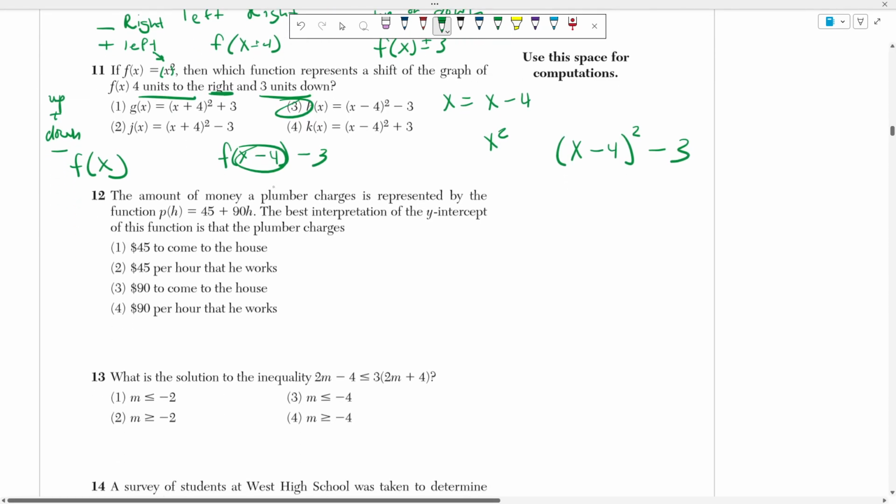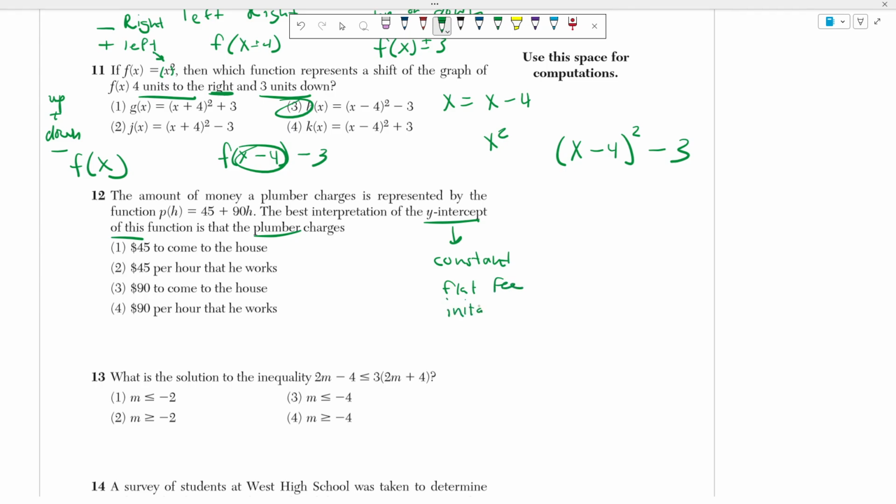Number 12 says the amount of money a plumber charges is represented by the function p of h is equal to 45 plus 90h. The best interpretation of the y-intercept of the function is that the plumber charges what? The y-intercept is going to be the constant, the flat fee, or the initial cost. The y-intercept never changes. Its value is always the same.